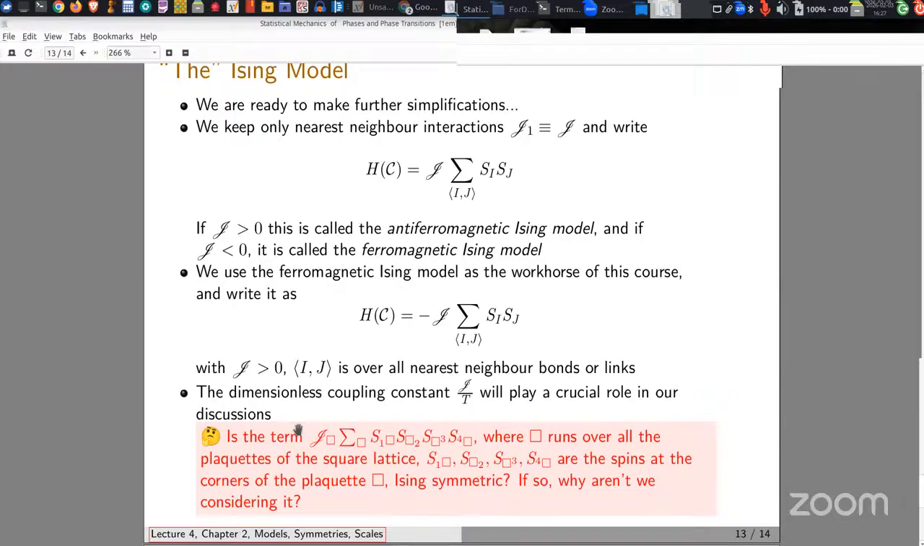Why are all these details not seen in experiments? In fact, that is the puzzle of critical phenomena. How does universal behavior emerge? How can we get away with not considering these kinds of terms? We'll learn why we are not considering this later, maybe in week 10 or 11.